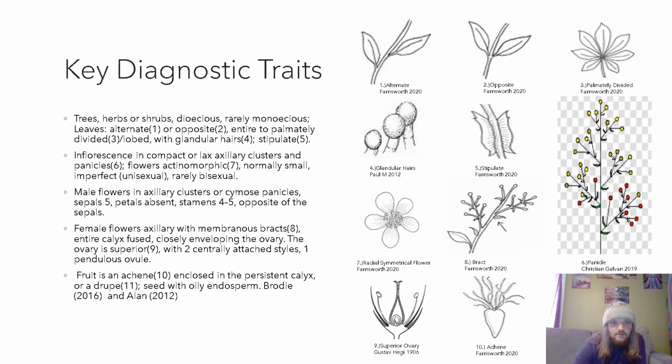The male flowers are in axillary clusters or cymose panicles with 5 sepals. The petals are absent and there are 4 to 5 stamens, and they're opposite of the sepals. The female flowers are axillary with membranous bracts, and bracts are defined as modified leaves associated with the flowers, which differ from the foliage leaves. So it's essentially just different kinds of leaves regarding shape, size, texture, etc.